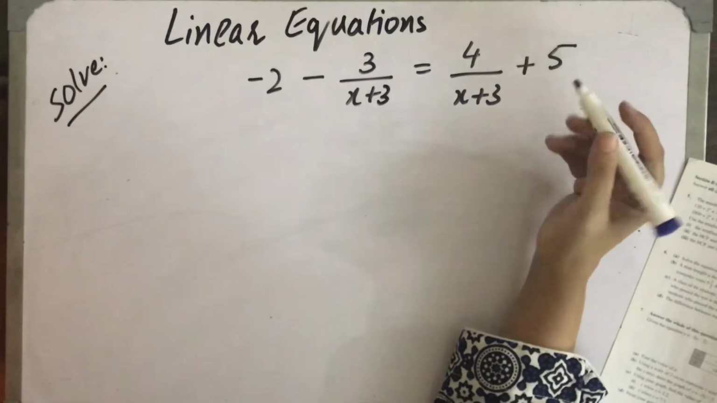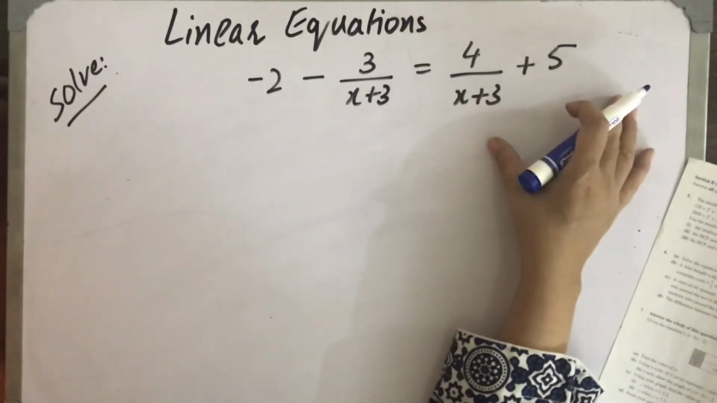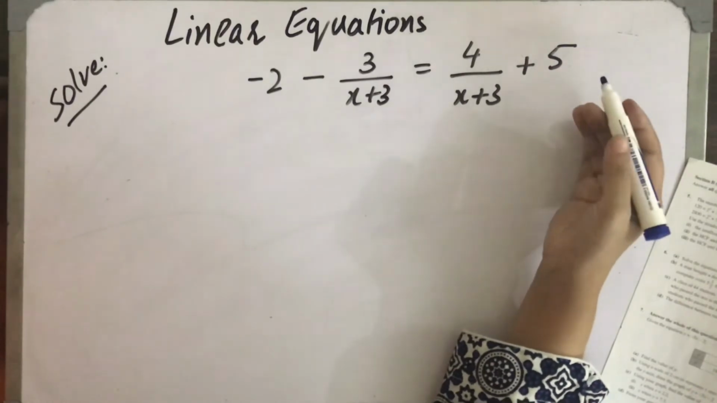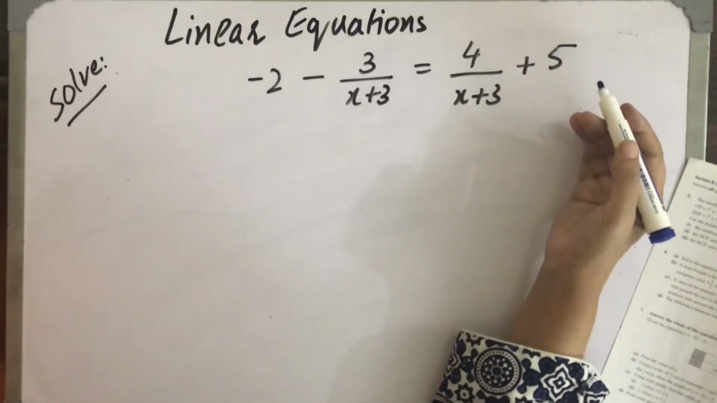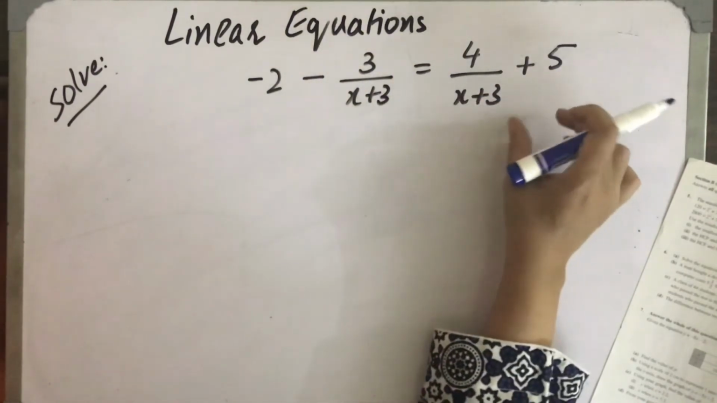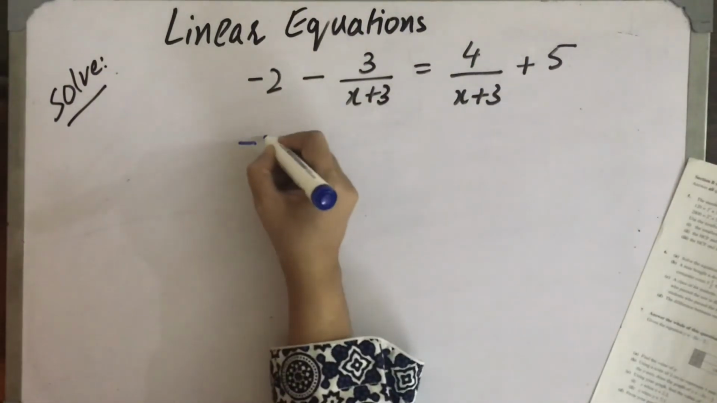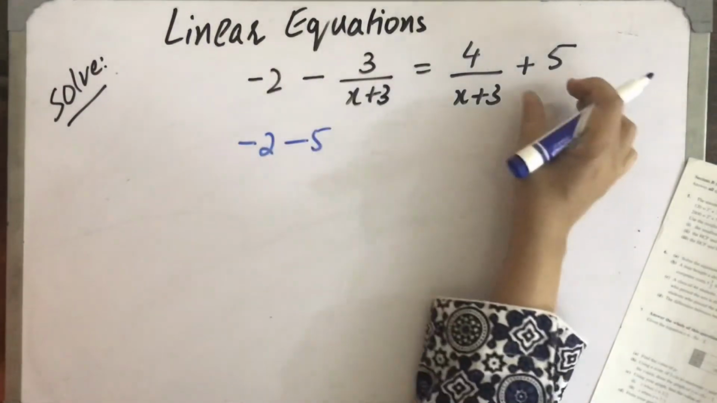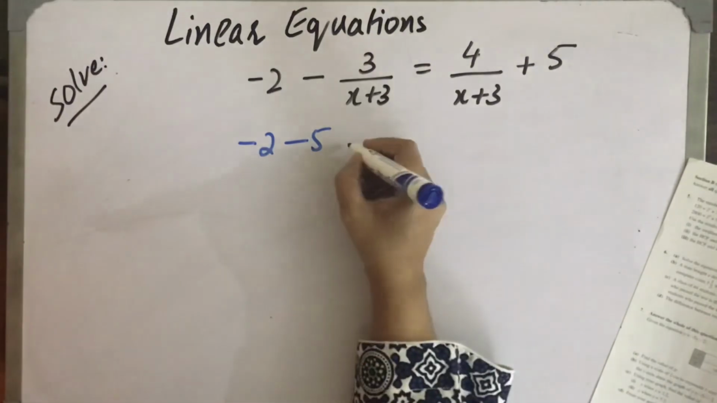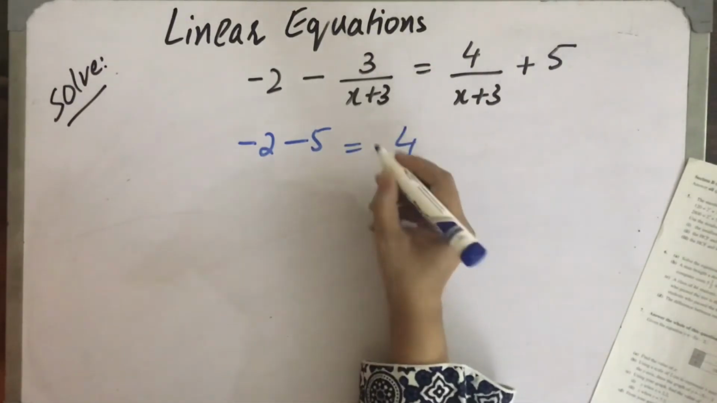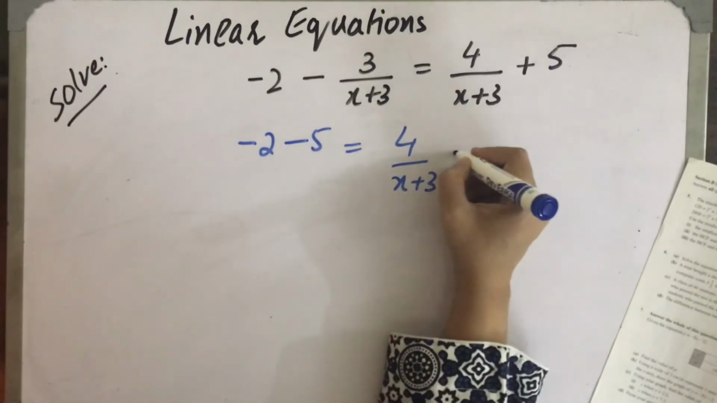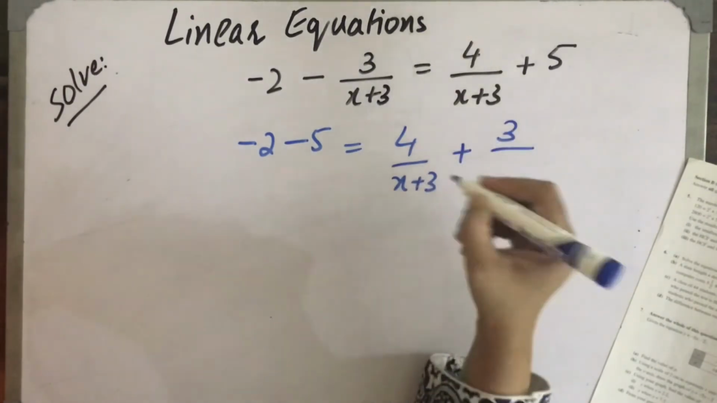One more question. It looks difficult, but it is not. If we rearrange it and write it again, we shall do it in 3 or 4 steps. So what I am going to do is bring this fraction on this side and this 5 on the other side. Minus 2 minus 5, when 5 comes to this side, it will be negative because it was positive. And when I bring this 3 over x plus 3 to this side, it will be positive because it was negative there.